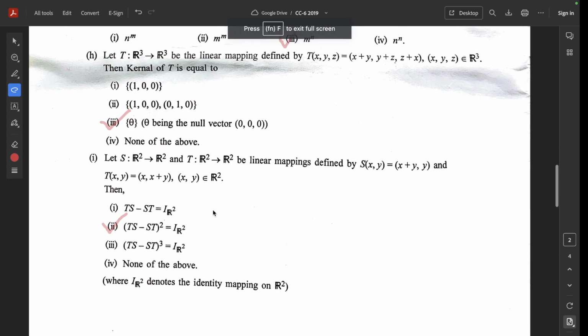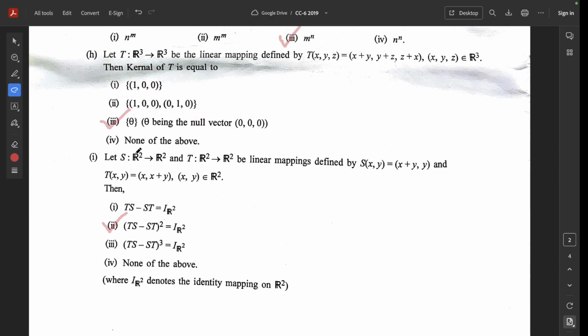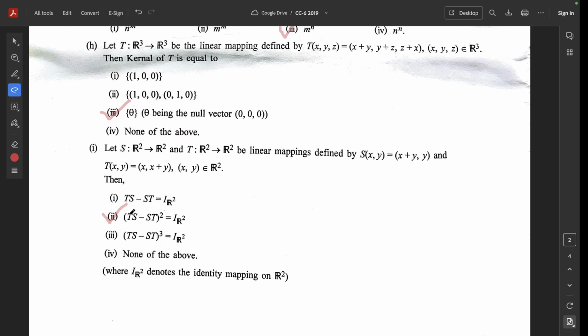Next, question I. Let S map R2 to R2, Euclidean space R2, and T map R2 to R2 be linear mappings defined by S(x, y) equal to (x + y, y), this ordered pair, and T(x, y) equal to (x, x + y), where (x, y) belongs to R2. The correct option is 2: (TS − ST) square equals I R2, where I R2 is the identity mapping on R2.